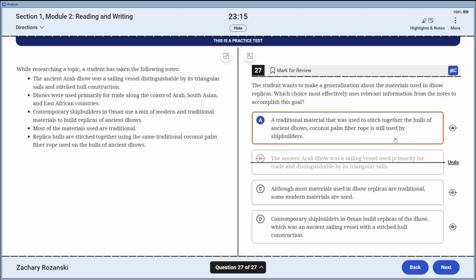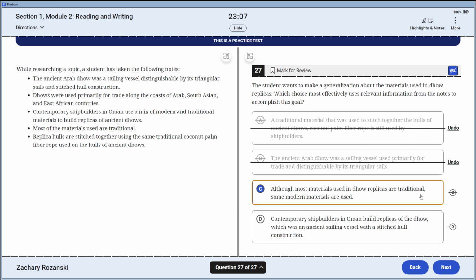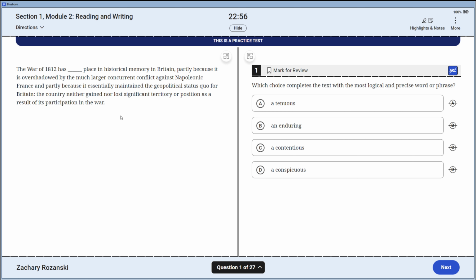I'm torn between A and C, but just from experience, they both feel like quality generalizations. It's just that A is focusing on one, and it says materials, about the materials. Yeah, I don't know. It's not about replicas, it's about the materials. It's got to be C. Contemporary ship, blah, blah. No, this is trash. That was the mix-up, and I found it and I think I nailed it.